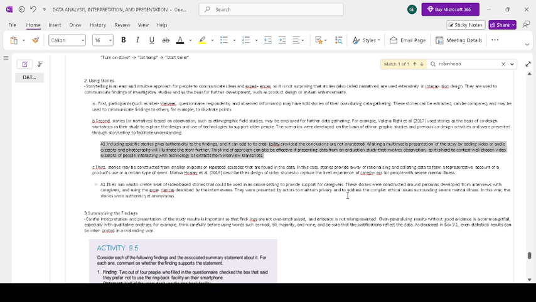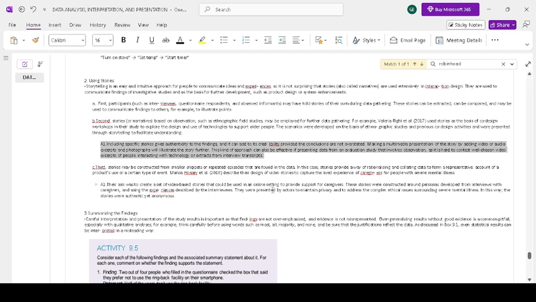Including specific stories gives authenticity to the findings, and it can add to its credibility, provided the conclusions are not overstated. Making a multimedia presentation of the story by adding video or audio excerpts and photographs will illustrate the story further. So this is another kind of using the right representation, because what you're doing is using photographs to better illustrate or activate the perceptual awareness of the audience.